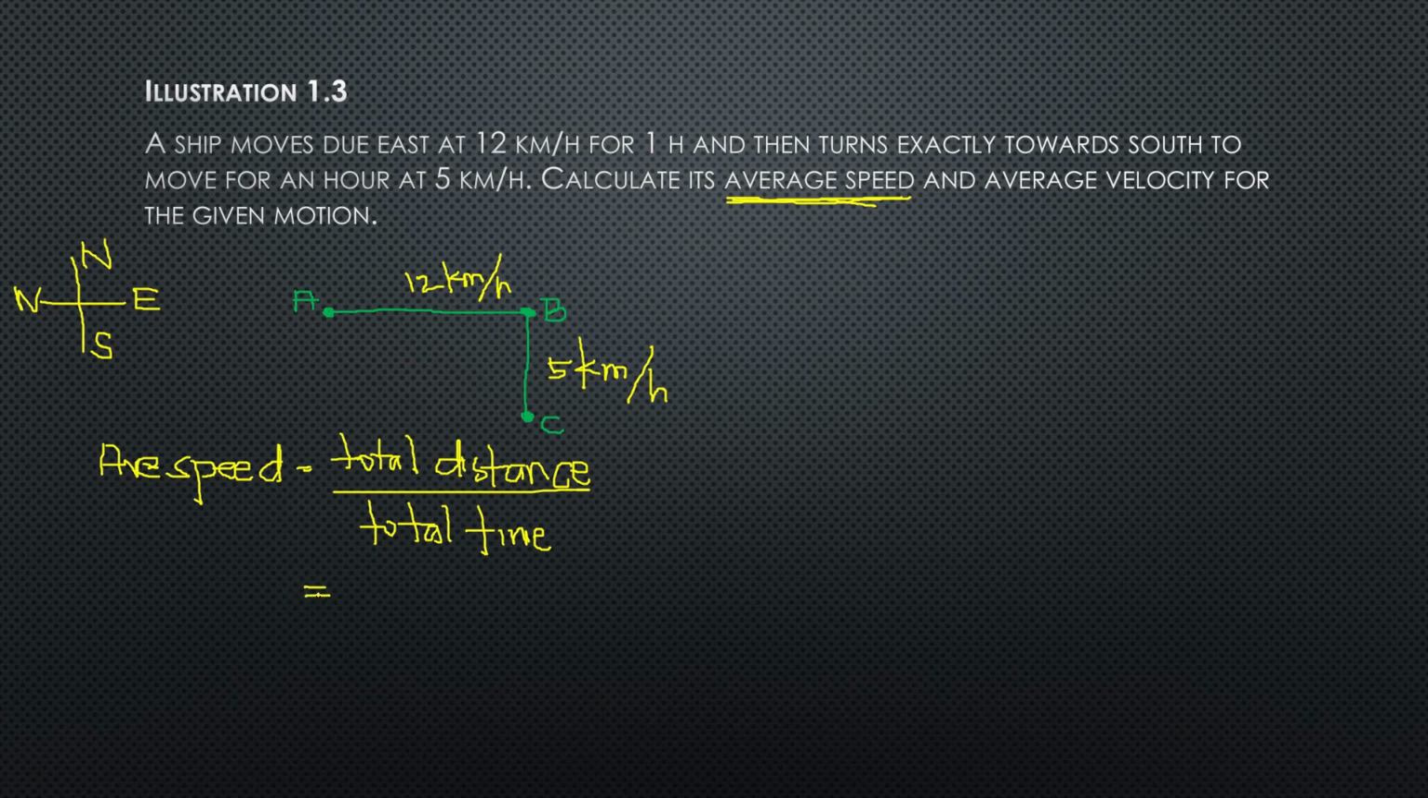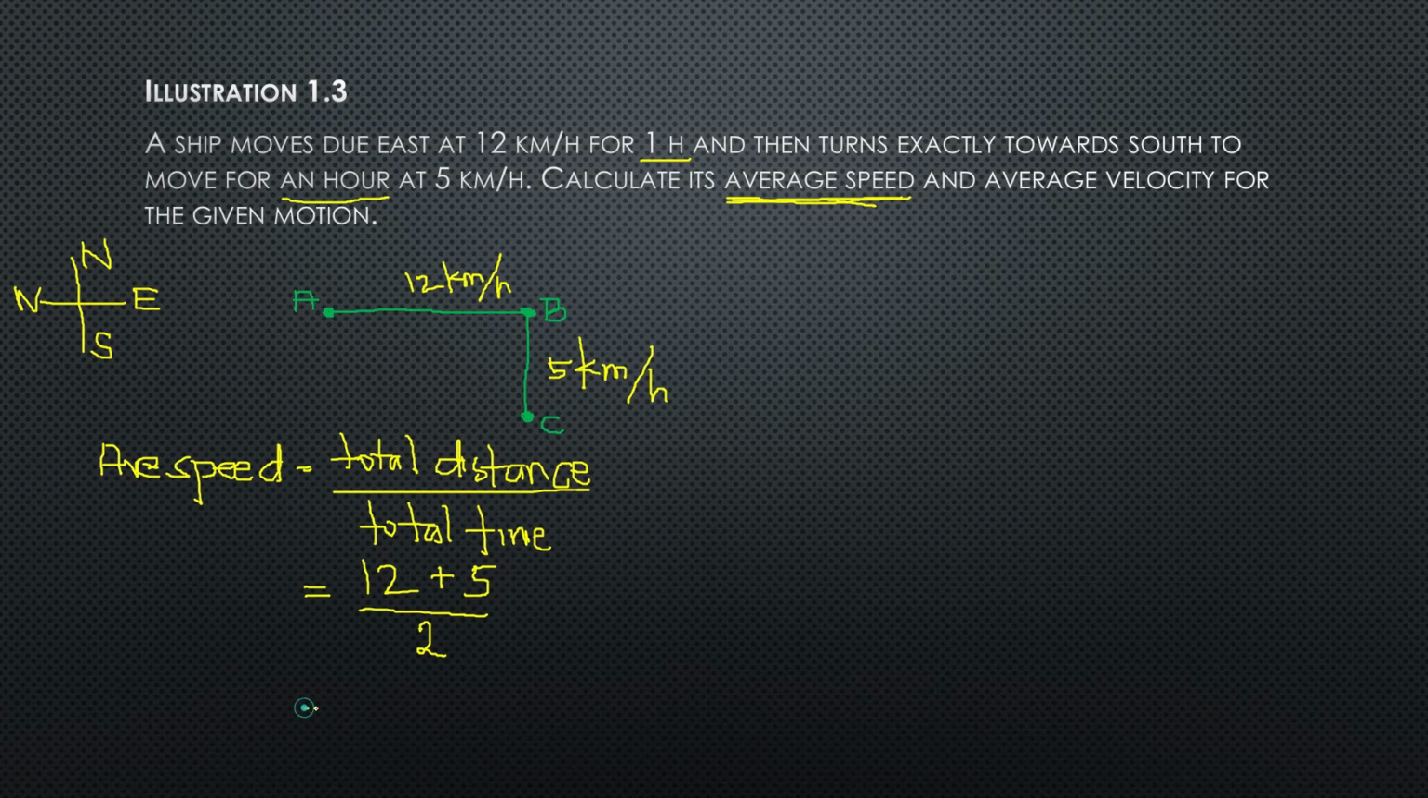So average speed will be total distance from A to B and B to C. So that is 12 plus 5 for the total distance, all over the total time taken. From A to B it traveled for 1 hour, and then B to C for another hour. So 1 plus 1 will give us 2 hours.